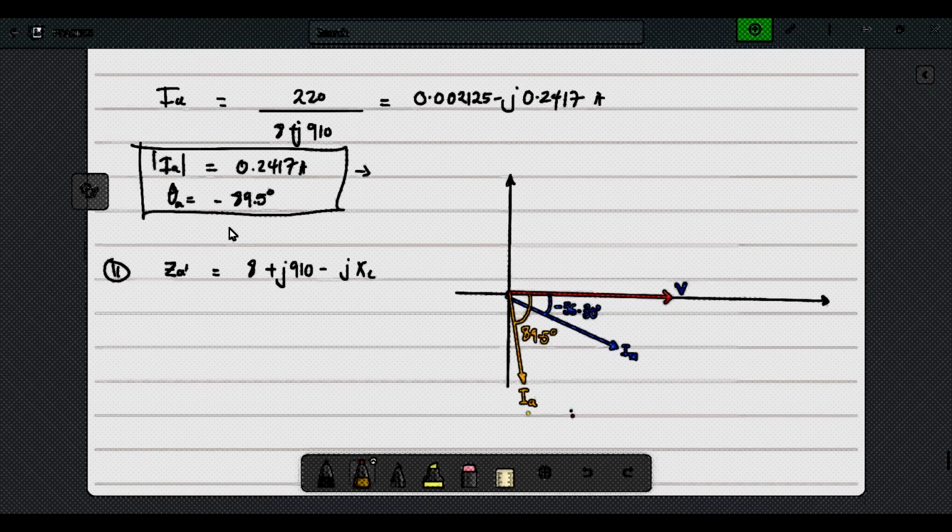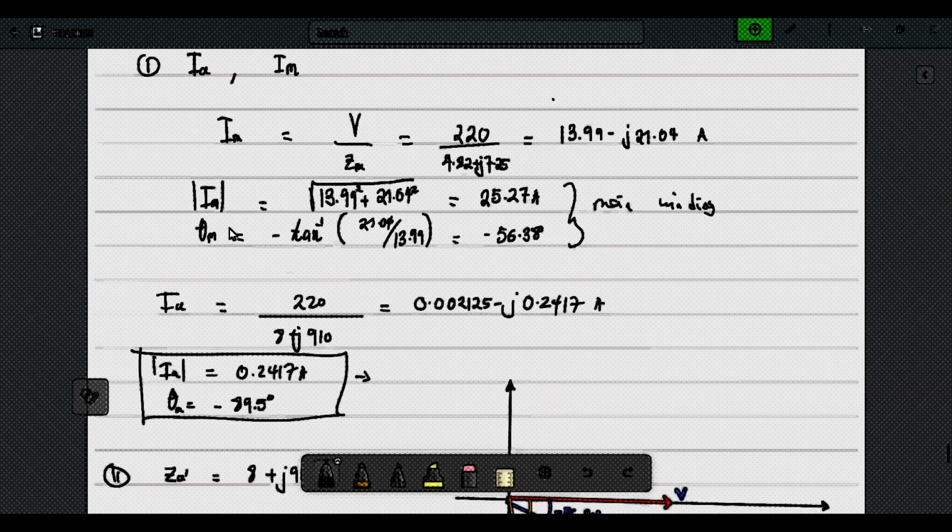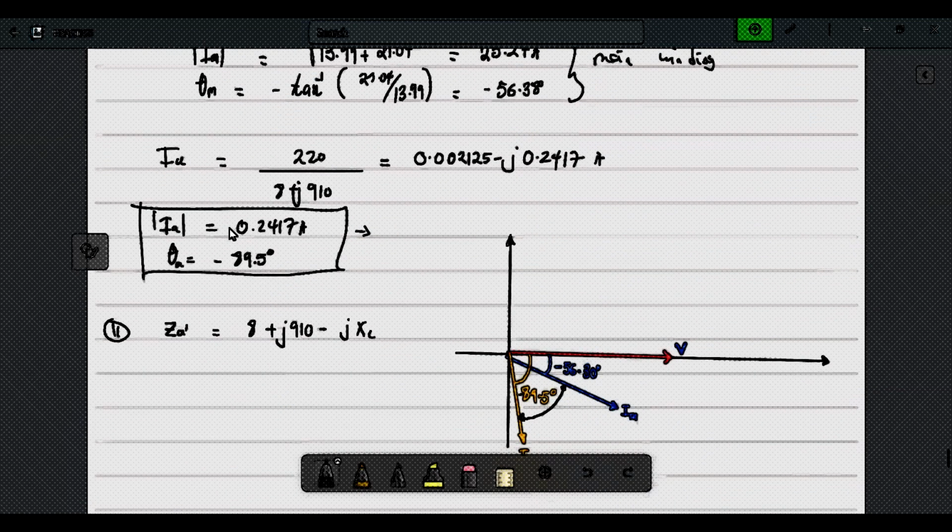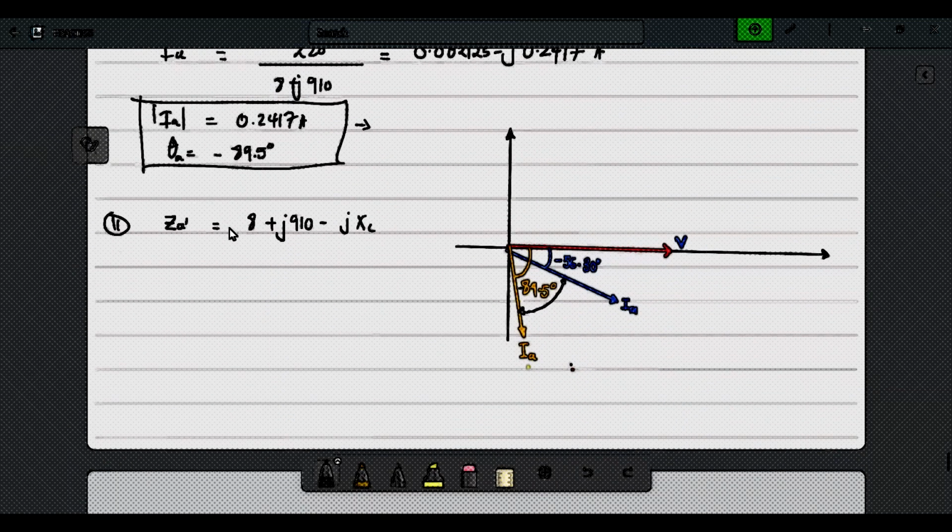So you notice that the overall angle between the two windings here is not 90 degrees. We need to put these two at 90 degrees to each other. If you take the difference between the two, that angle is how much? 89.5 minus 56.38, about 33 point something, about 33.12, something like that.